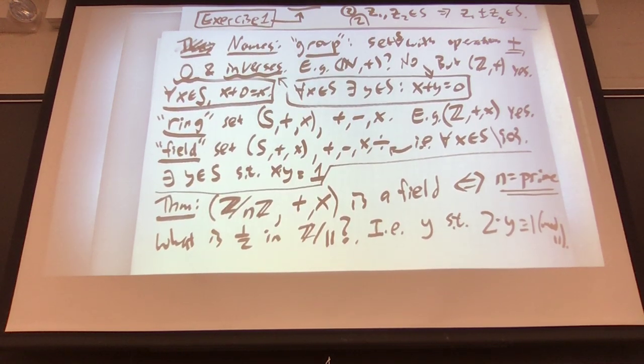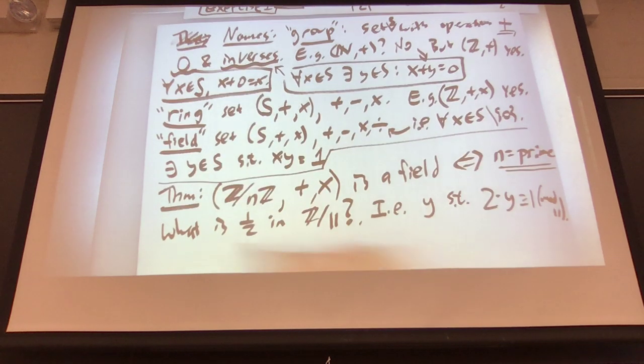So now does everybody have the number? You want to say it all together? 3, 2, 1? Yes, so y equals 6, because 2 times 6 is 12, which is 1 mod 11.